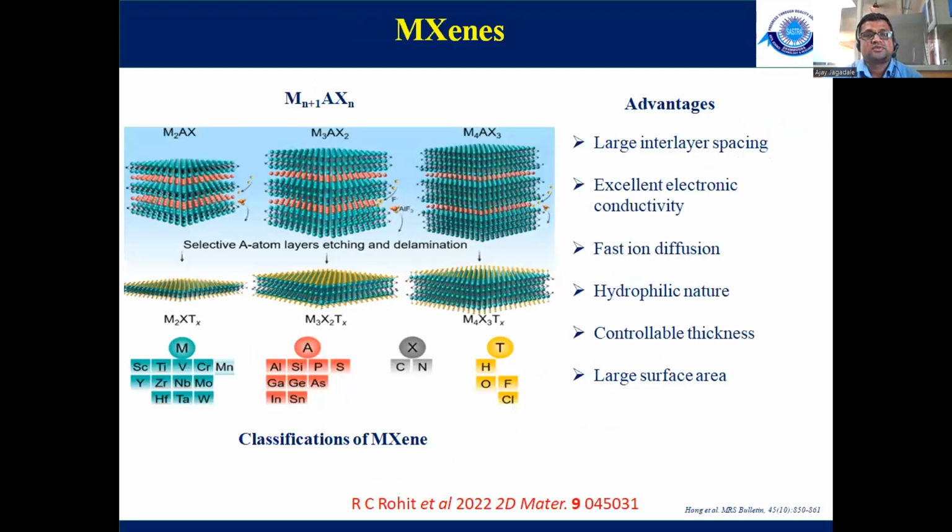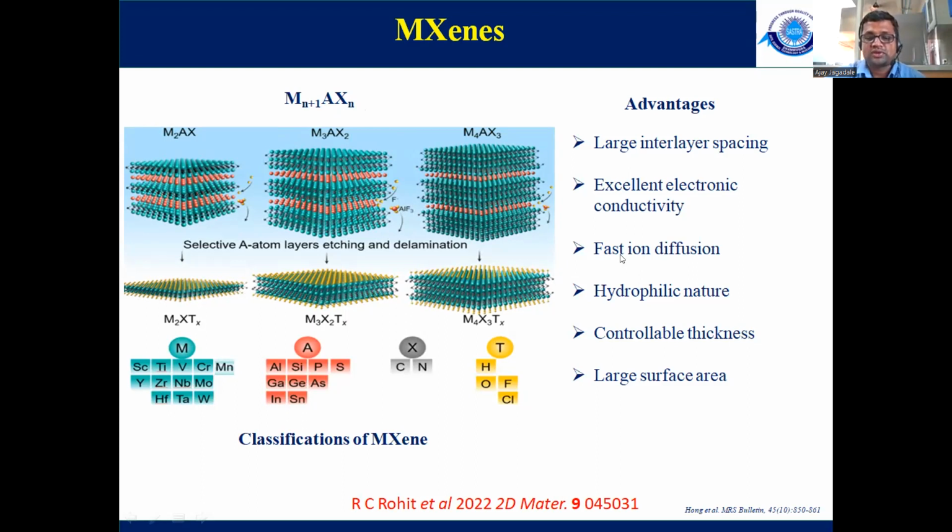MXene is a very interesting electrode material, and its general formula is M n+1 A X n, where M is a transition metal taken from this part of the periodic table. A is generally aluminum, silicon, phosphorus, and so on. And X can be carbon or nitrogen. So there are three types of MXenes, which are shown here.